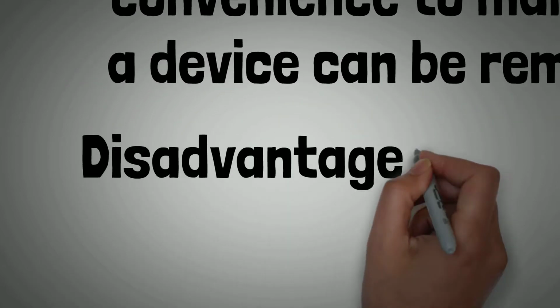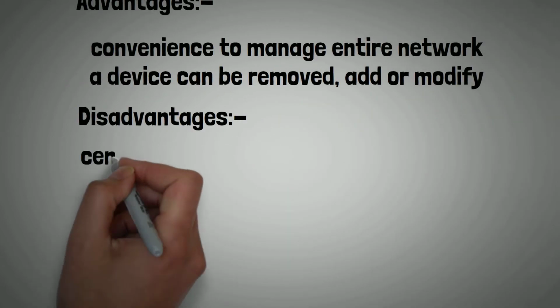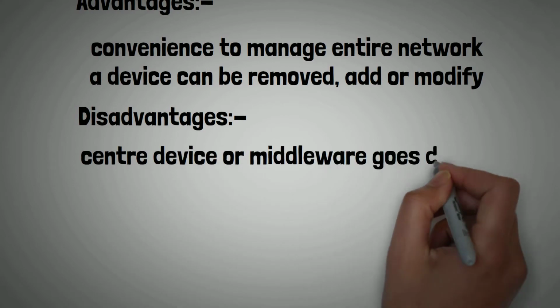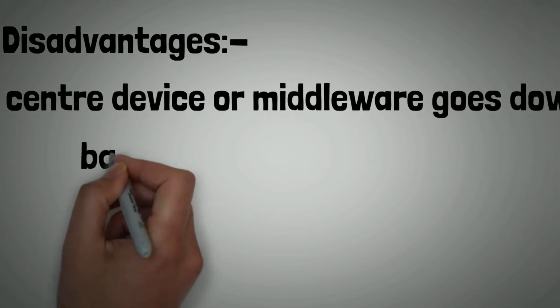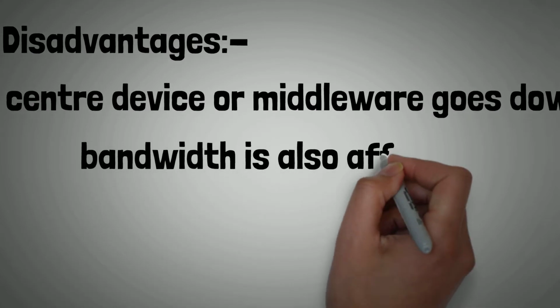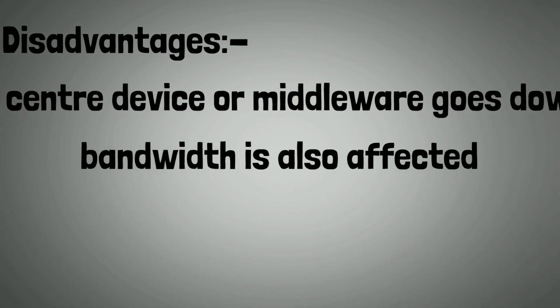Now, the disadvantage of star topology is that if the center device or middleware goes down, then the entire network can't function. Overall bandwidth is also affected because all the devices rely on the center device for transmission.